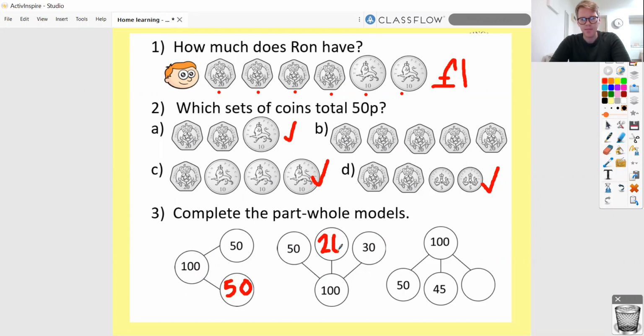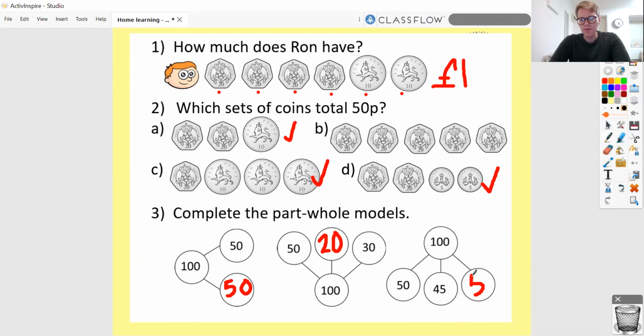There's 20 there. And our final one as well, we've got 100 made up of 50, 45, and one other thing. 50 and 45 is 95. 100 take away 95 is 5. That's what we've got left over.